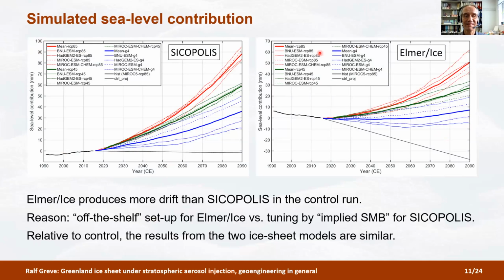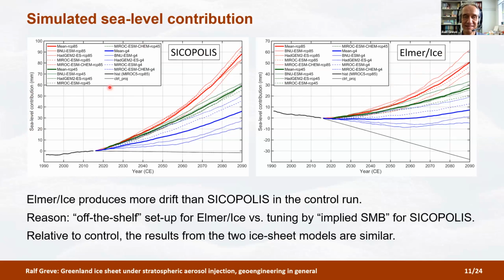What I'm showing here is the ice volume above flotation counted negatively, so loss positive, and the whole thing converted to an equivalent sea level contribution. The left plot is for Psychopolis, the right plot is for Elma ice. And here it's not relative to a constant climate control one, but it's just the absolute values.